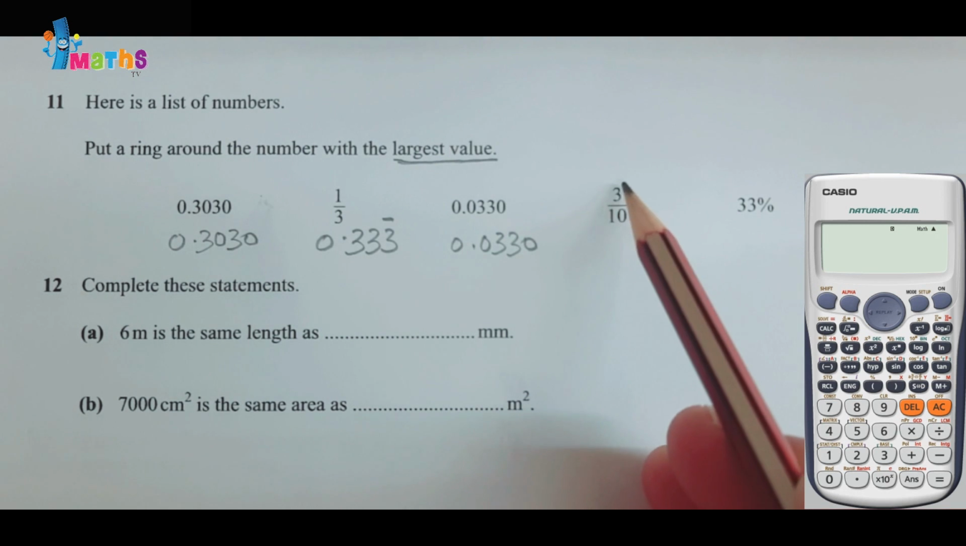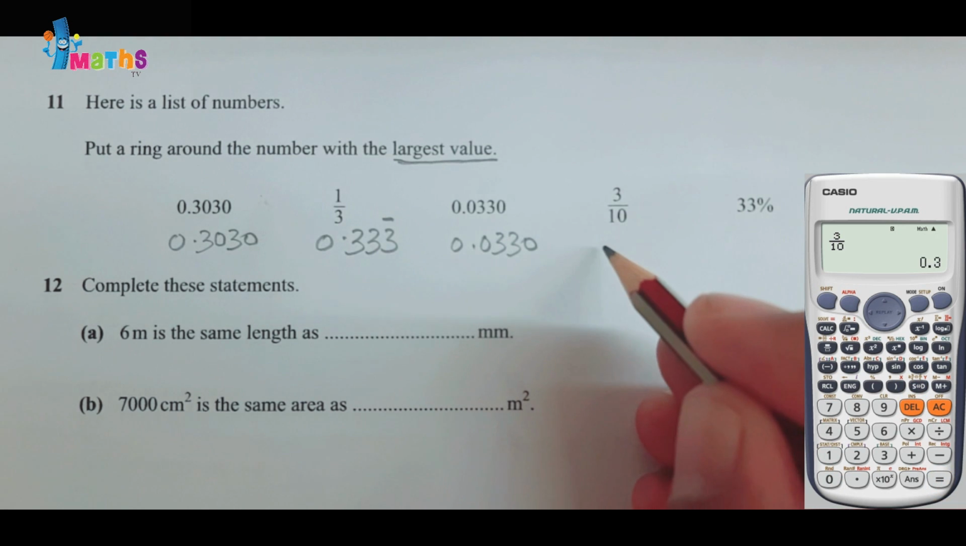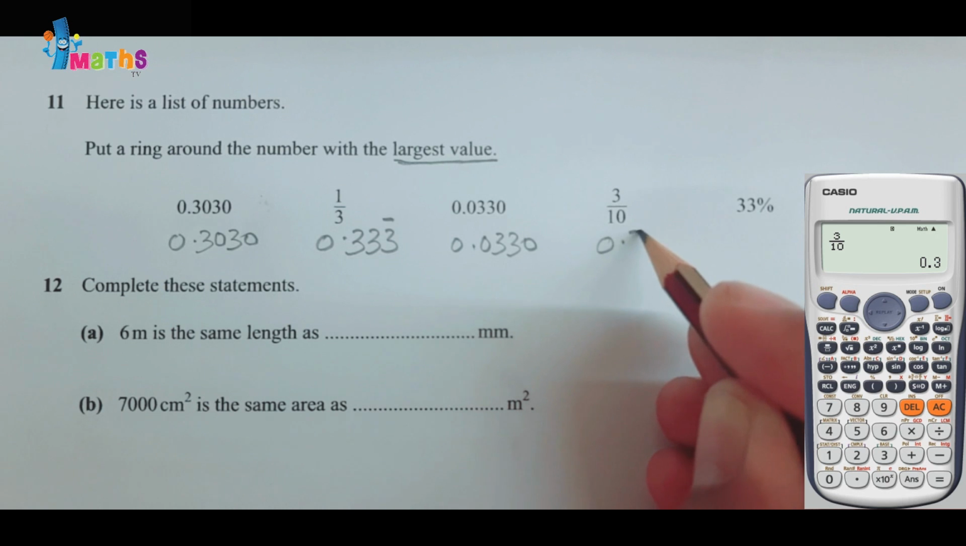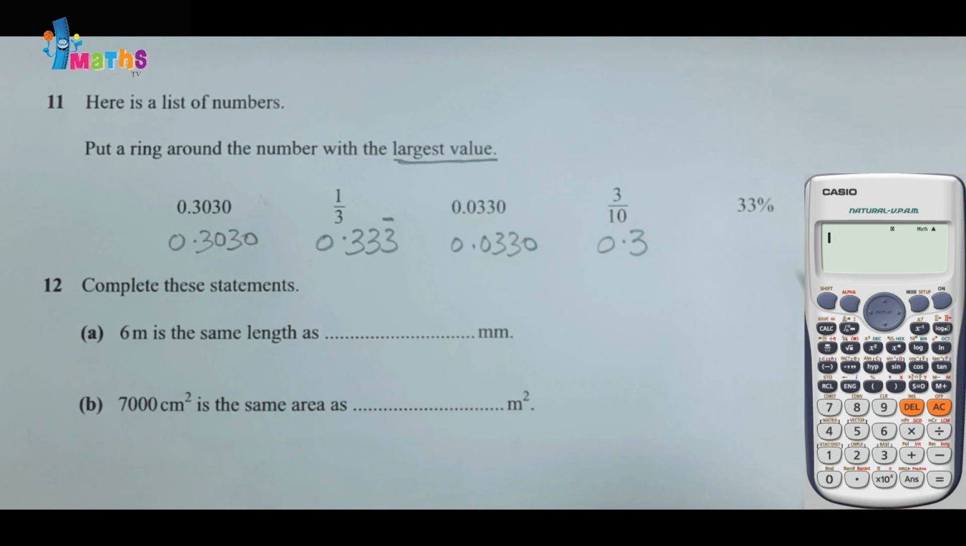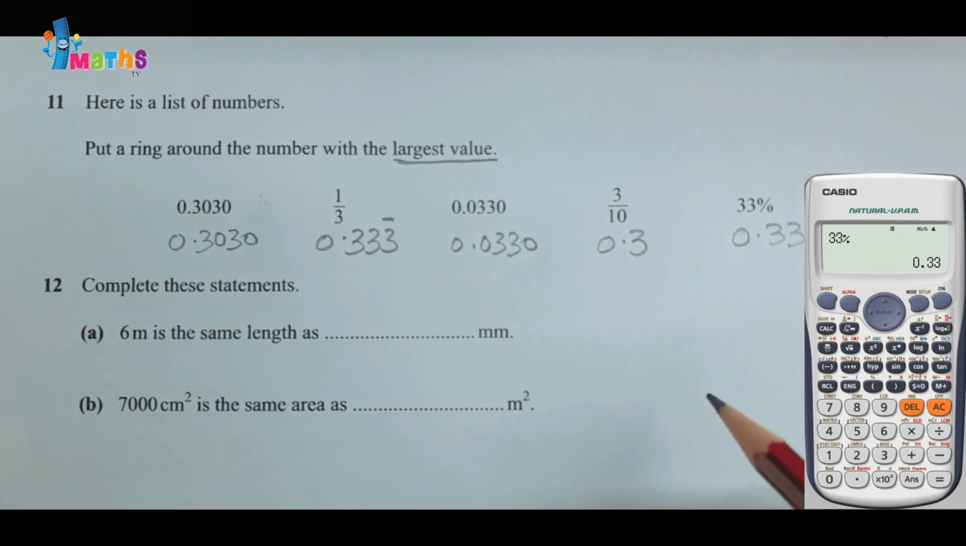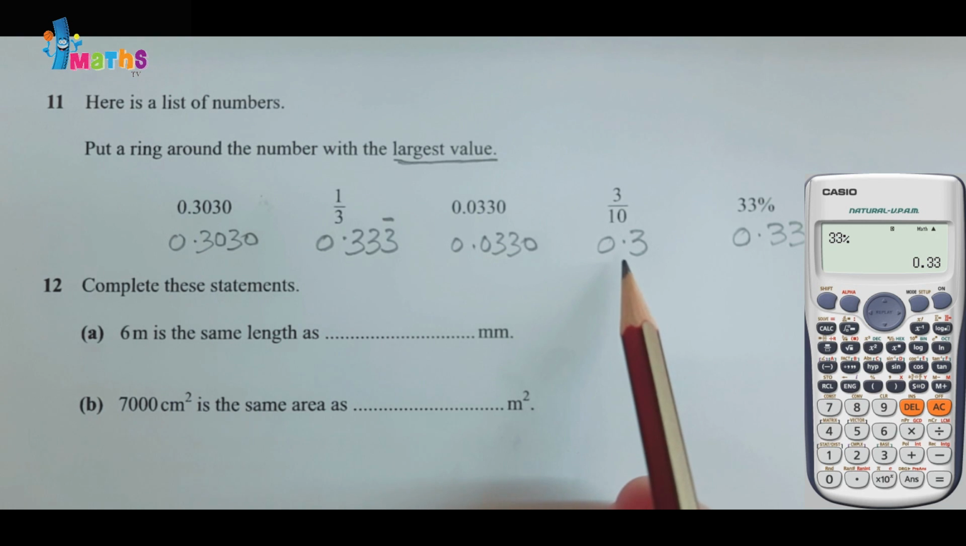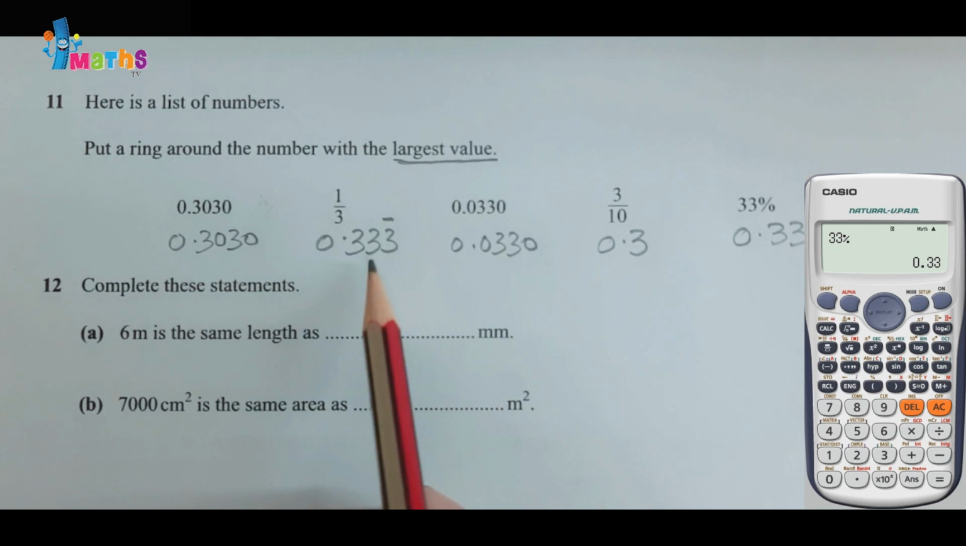Next number, 3/10, we will use the calculator. 3 divided by 10 will be 0.3, and 33% will be 0.33. Now we have everything in decimal format, so we can compare easily.